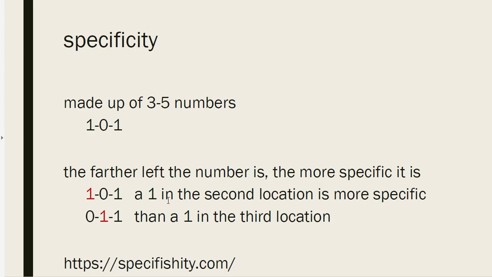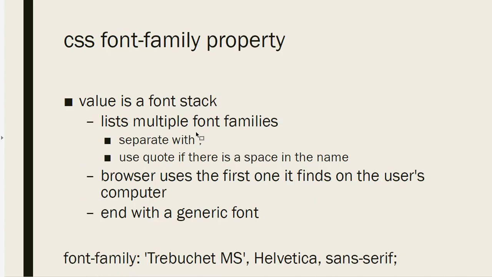Specificity is a big deal. Specificity in CSS resolves conflicts. Now, this only is an issue if there are two style rules for the same element that are in conflict. And then CSS determines which style rule wins. And we went over how that specificity works.